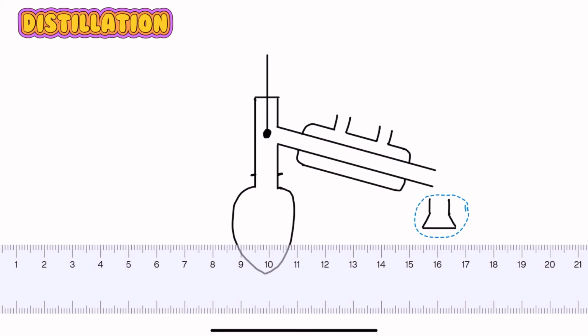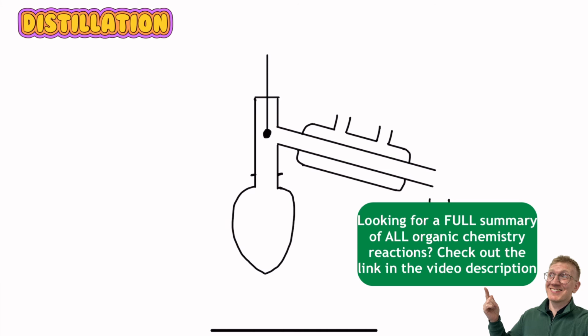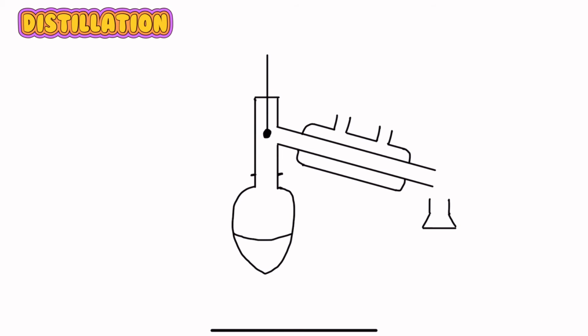I need to add labels for the pear-shaped flask or the round bottom flask, whichever one you went for, the thermometer, the condenser, and the direction of the water flow. I'm also going to label up the conical flask here just in case.